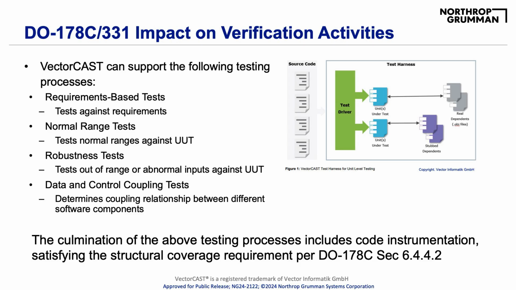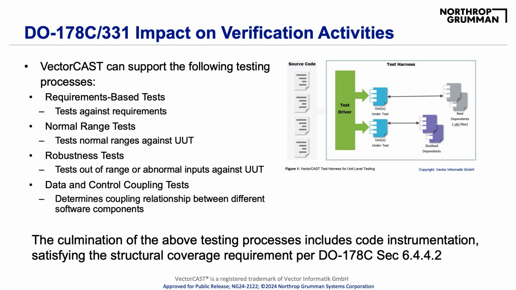So the key takeaway is that DO-178C really wants you to focus on the totality of your software. It's not interested in just how one piece works. It wants to see how that one piece works within the overall software environment. So how does VectorCAST satisfy the structural coverage requirement?